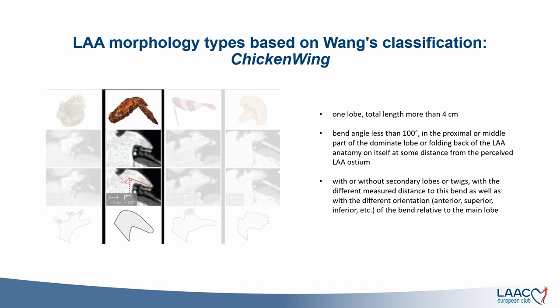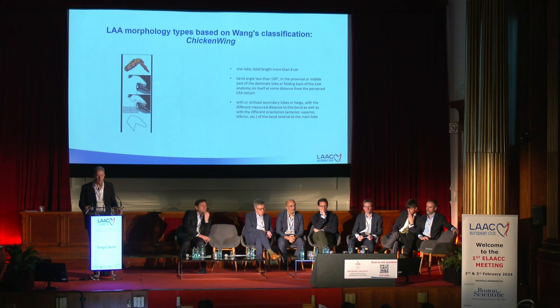Chicken wing. The chicken wing is defined as one lobe, total length more than 4 centimeters, bend angle less than 100 degrees in the proximal or middle part of the dominant lobe, or folding back of the LAA anatomy on itself, at some distance from the perceived LAA ostium, with or without secondary lobes or twigs.